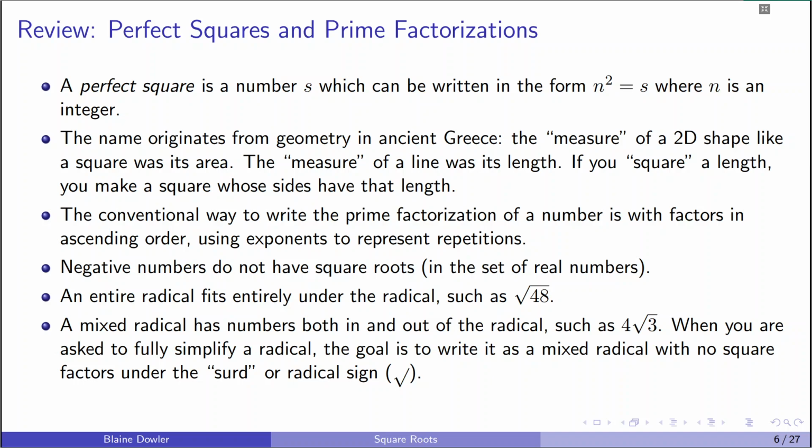So when you're asked to fully simplify a radical, the goal is to write it, if possible, as a mixed radical, with no square factors left under the surd or the radical sign. So you wouldn't have root 12, because 12 has a factor of 4, but that would become 2 root 3, as we'll see in a moment.